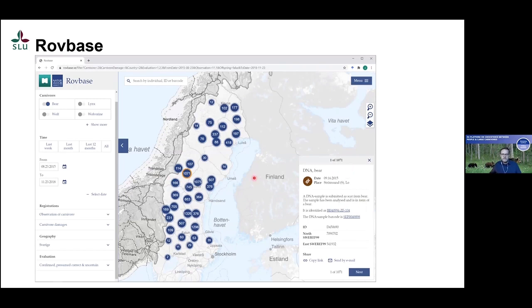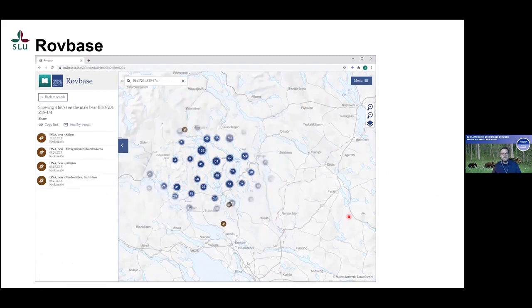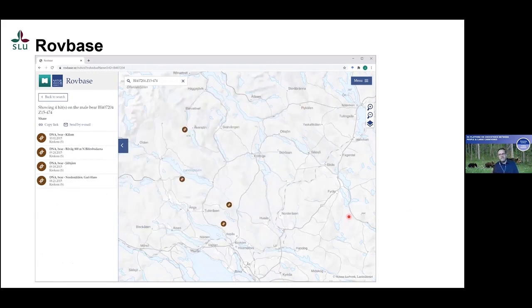So we can actually move into this and look a little bit closer when we zoom in, and take this data a little bit more in detail and actually click on the identification of a bear. And then we can actually see where this bear has been found in different places over different years. So we have all this information in the database.